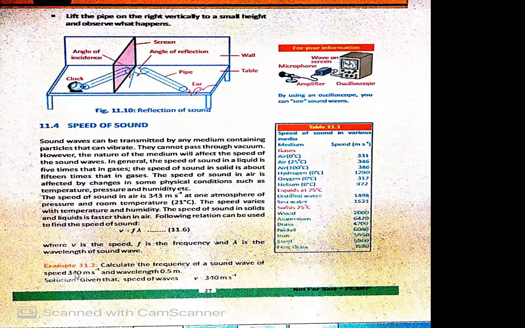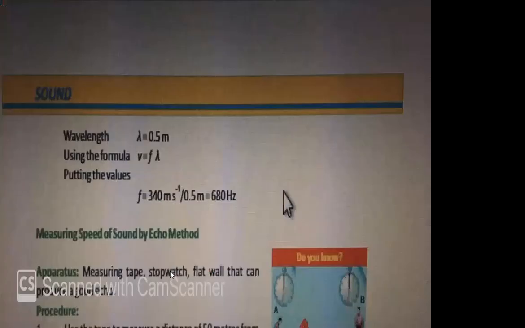Speed of wave is 340. Speed is denoted with the letter V, and V is 340 meter per second. You know the unit of speed is meter per second. So speed of wave is V equals 340 meter per second. Again, wavelength is given to me, and wavelength is denoted with lambda, and lambda is 0.5. So in this case, wavelength lambda is 0.5.